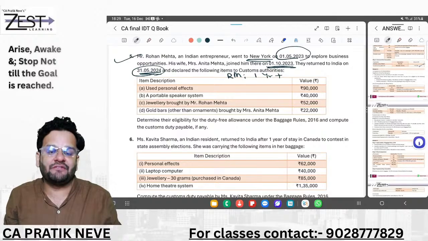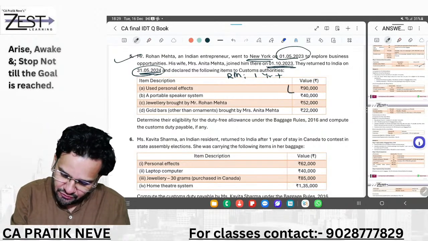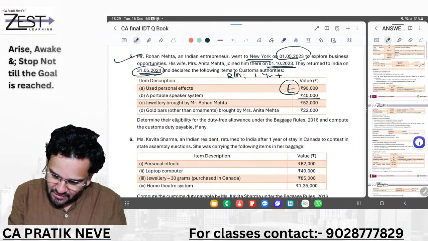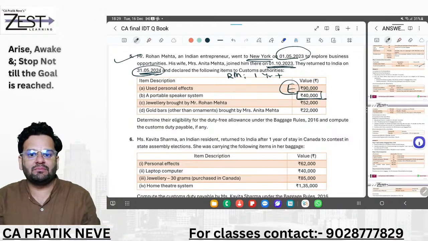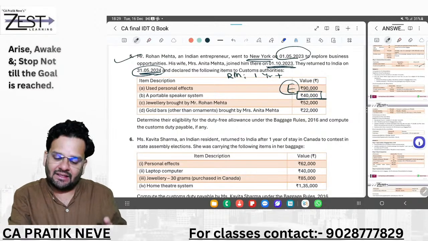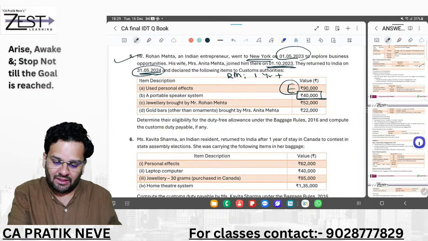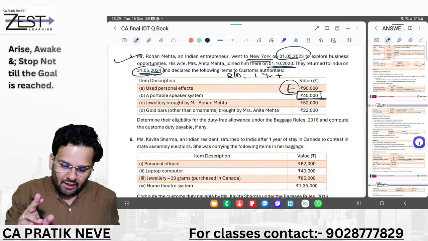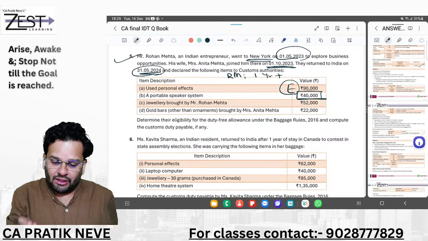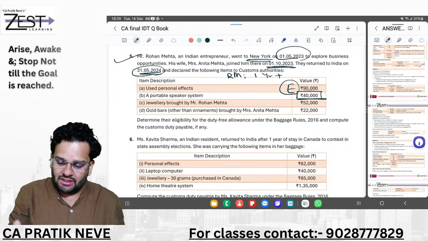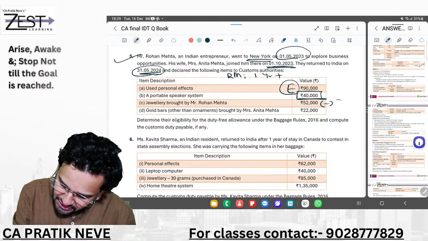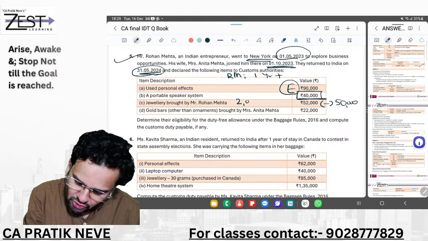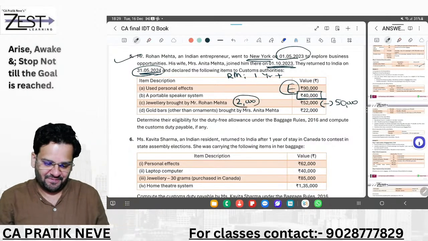Used personal effects. You all know used personal effects will be exempt. Portable speaker system. Portable speaker system will be taxable either in the hands of Rohan Mehta or in the hands of his wife. Either of the two. Jewelry bought by Rohan Mehta. Wonderful. His stay was exceeding 1 year. As a gentleman, he will get an exemption of 50,000. So the remaining 2,000 only will become taxable.